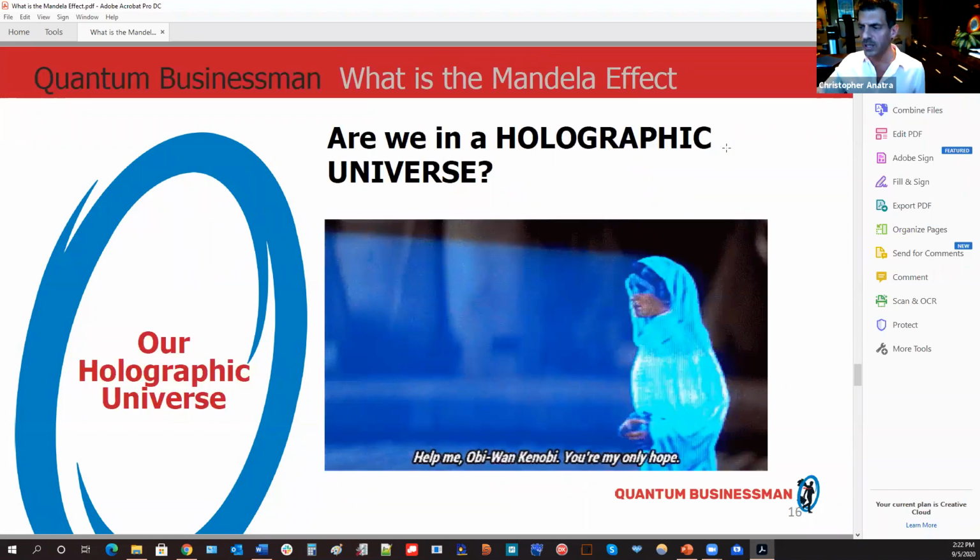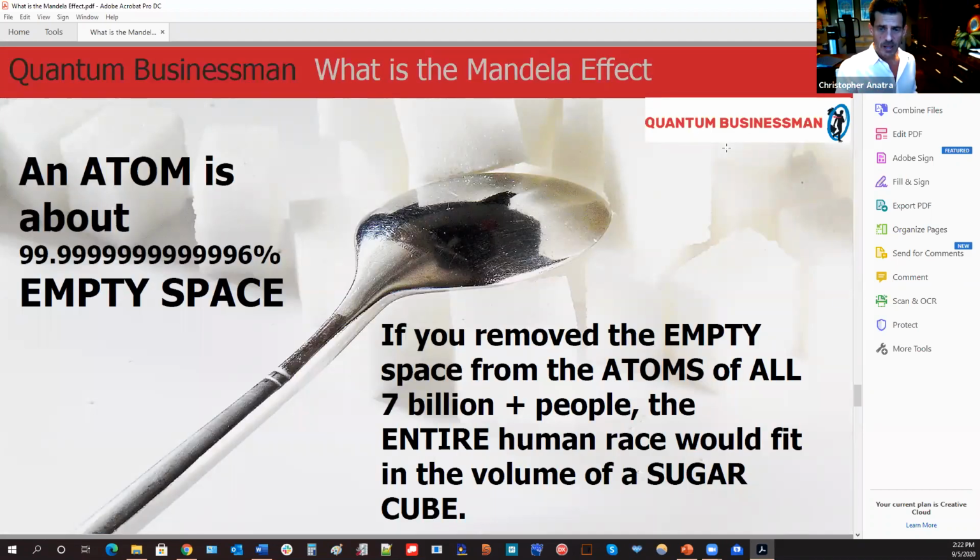So, are we in a holographic universe? My answer is, yeah, we are actually in a holographic universe. One of the things you should think about is the atom. The atom is made up of pretty much all empty space. It's 99.99999% empty space. That's basically empty space. And I use the example where if you were to remove all the empty space from all the atoms of the 7 to 8 billion people that are alive on the planet now, they would all fit into the volume of a sugar cube. That tells you something right there.